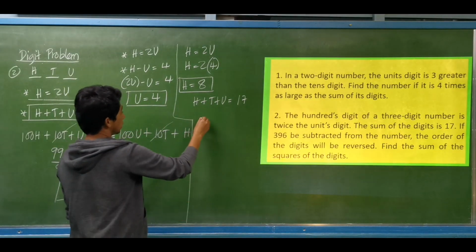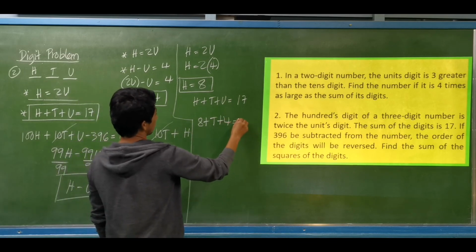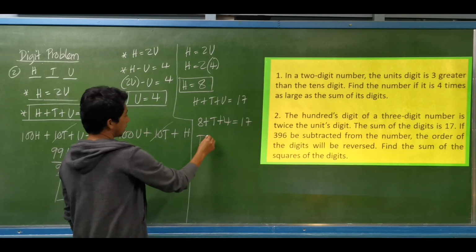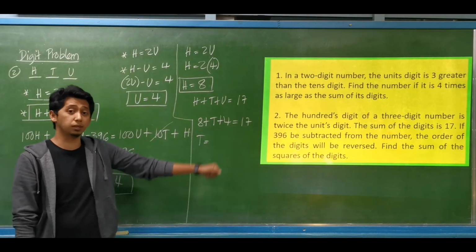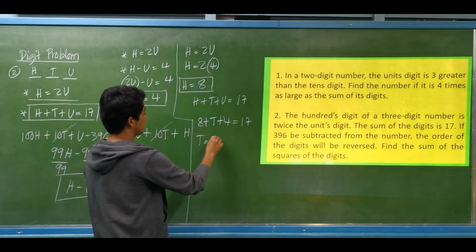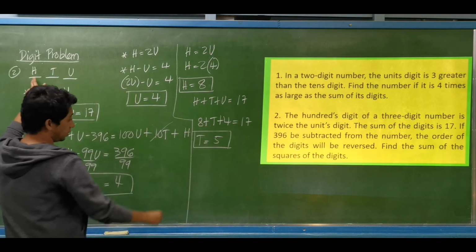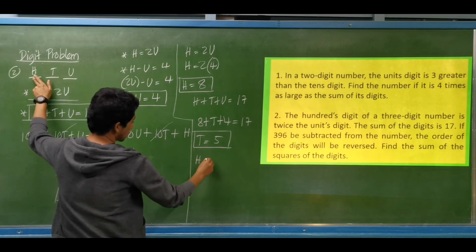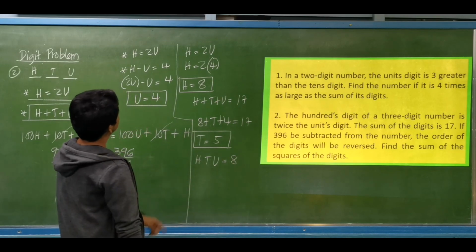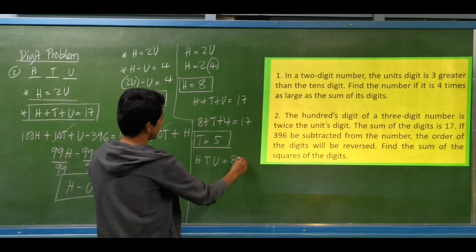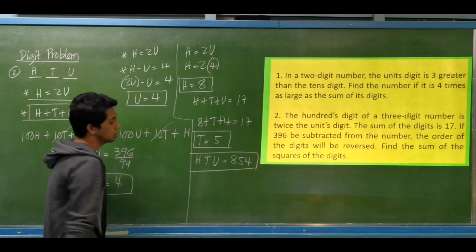So what is h? That is 8 plus t plus the units digit 4 is equal to 17. So we have the tens digit is equal to 17 minus 8 minus 4. That is 17 minus 12. That is equal to 5. So therefore, what is our original number? That is HTU, 854. That is our 3-digit number.